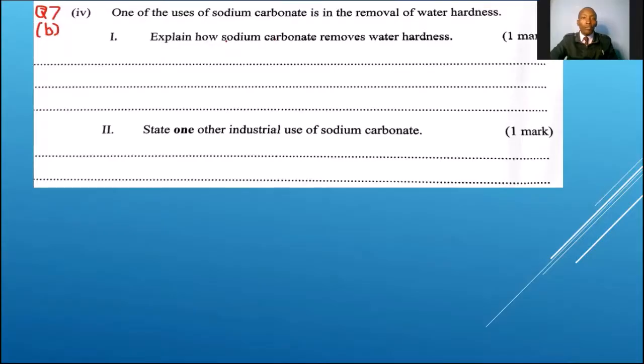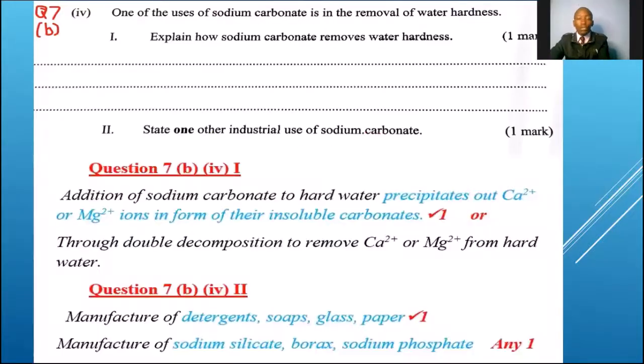Explain how sodium carbonate removes water hardness. State one other industrial use of sodium carbonate. How do you remove water hardness using sodium carbonate? You add sodium carbonate to hard water, then the calcium or magnesium ions that are responsible for the water hardness are precipitated out in form of their carbonates. Either calcium carbonate or magnesium carbonate will come out, and that way you remove the two ions from water. Uses of sodium carbonate: manufacture of detergents, soaps, glass, paper, sodium silicate, borax, sodium phosphate, among many.